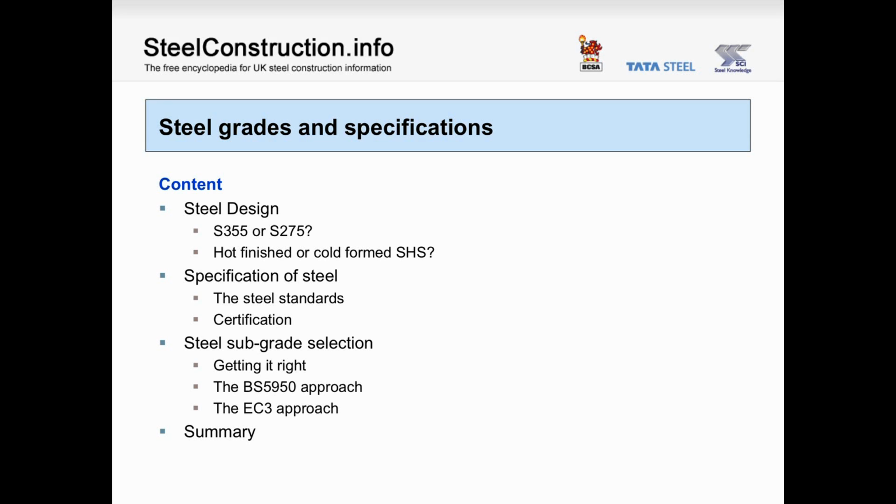We'll then move on and take a brief look at the steel manufacturing standards that your project specification will refer to. What are they there for and what do they do for us as designers? And then finally we'll investigate an area of steel specification that is often neglected, that of steel subgrade selection.